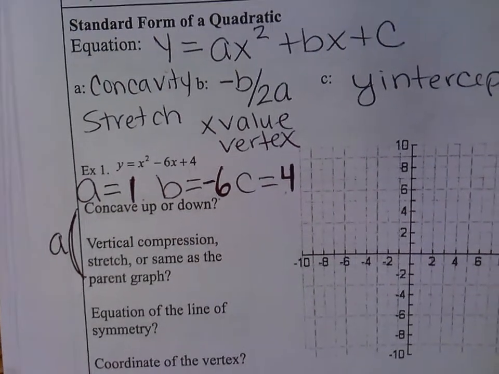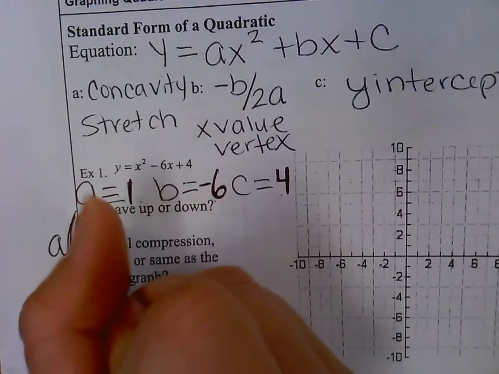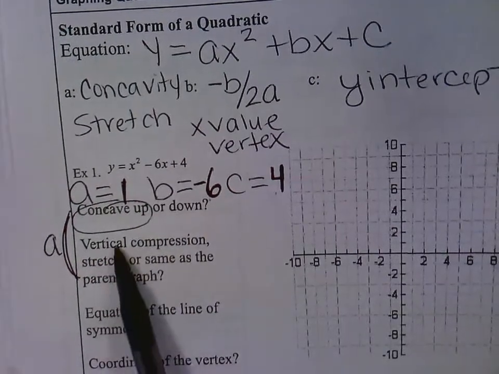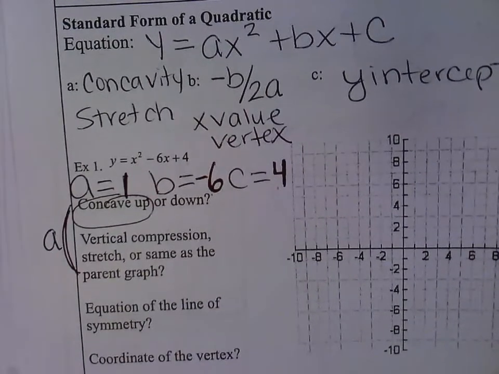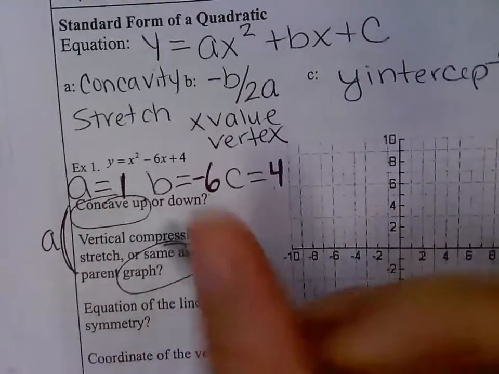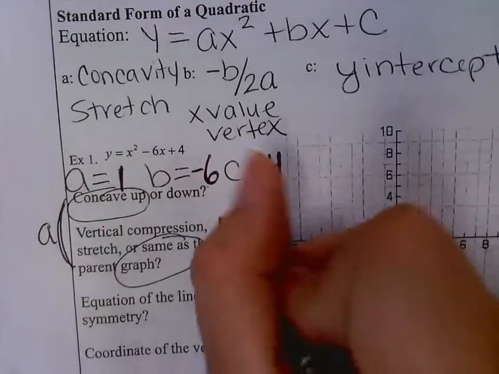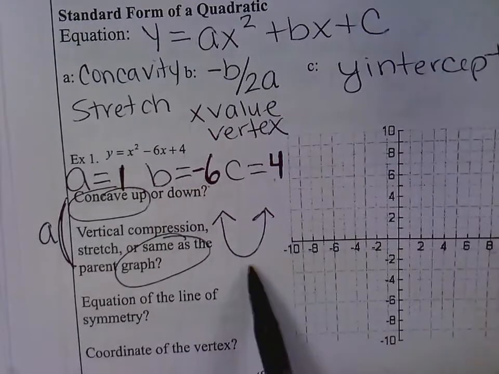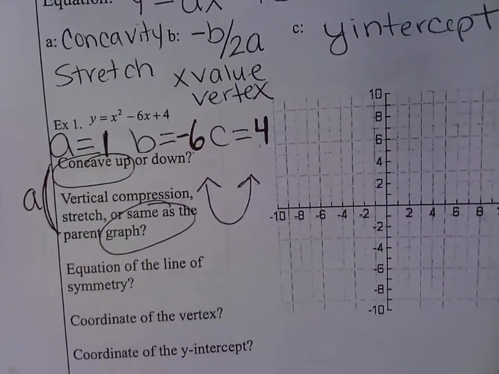So what would you say, concave up or down? Up, because A is positive. Is it a vertical shrink, stretch, or is it the same as the parent graph? Same as the parent graph, because it's 1x squared. So now in your head, you're thinking about what this parabola is going to look like. So I just did the A. Now I'm going to do the B.